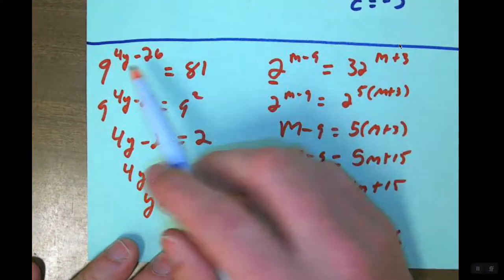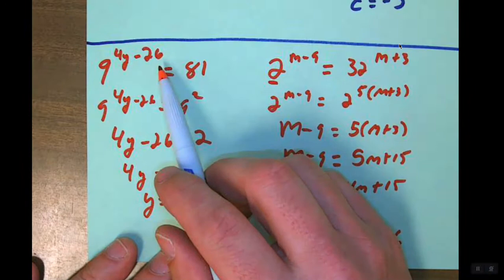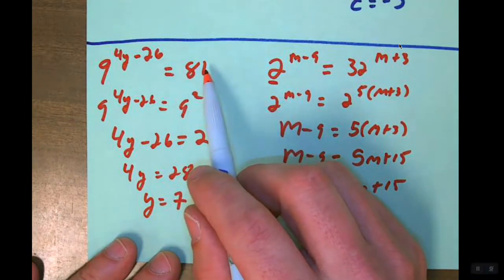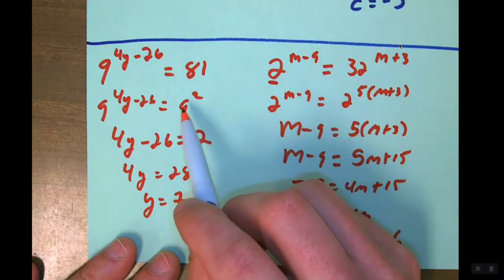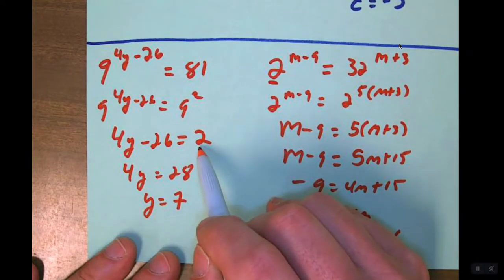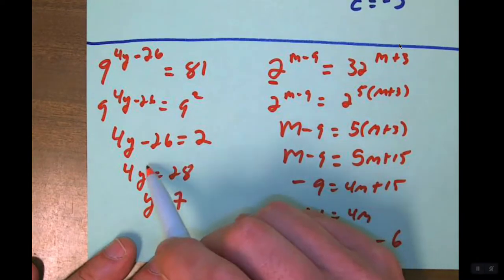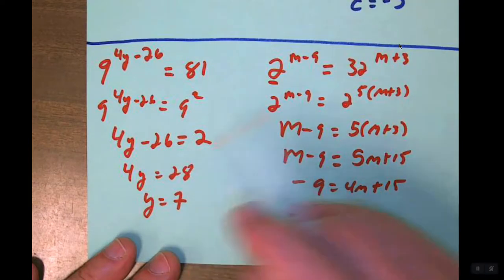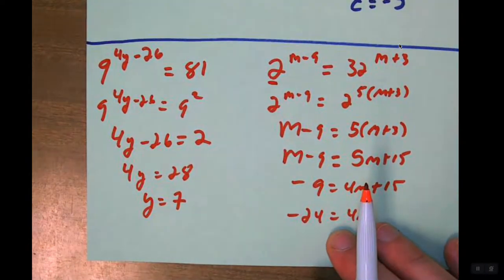So if you look at this guy, 9 to the 4y minus 26 equals 81. Well, 81 is 9 squared. So then it says 4y minus 26 equals 2. And then you solve that. So you add 26, you get 28, divide by 4, you get y equals 7.